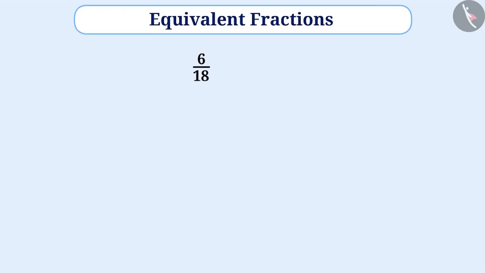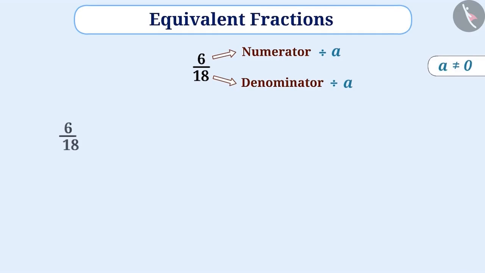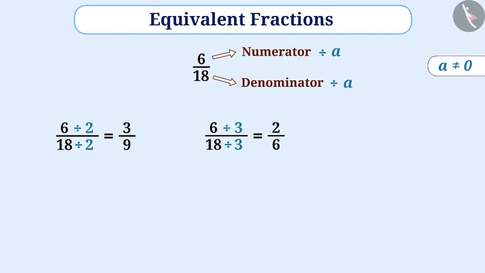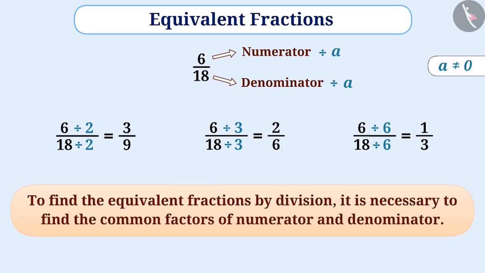Similarly, in order to find the equivalent fractions of any given fraction, we can divide its numerator and denominator by the same number. For example, to find the equivalent fractions of 6 by 18, the numerator and denominator can be divided by 2, which gives equivalent fraction 3 by 9. Similarly, dividing by 3 will give an equivalent fraction of 2 by 6, and similarly, dividing by 6 will give an equivalent fraction of 1 by 3. To find the equivalent fraction by division, it is necessary to find the common factors of numerator and denominator.